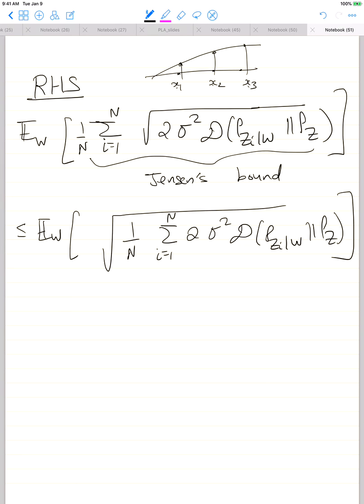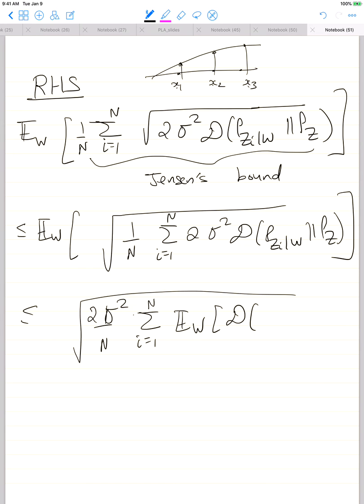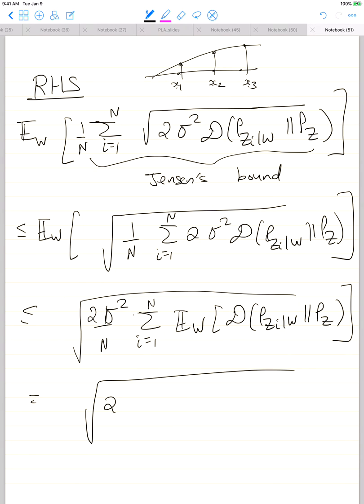And then I can bring the expectation inside the summation as well. Again, the same idea by Jensen's. I'll put 2 sigma square here, summation of i going from 1 to n, E of W, and since P of Z and P of Zi have the same marginals, I can put Zi there, I of W and Zi.